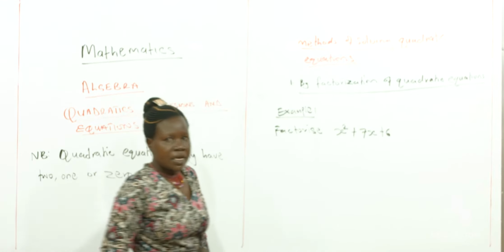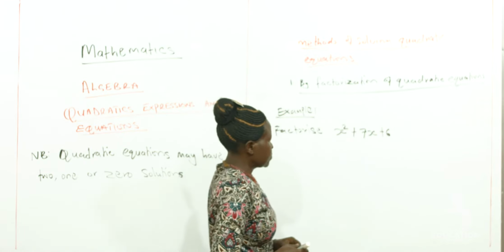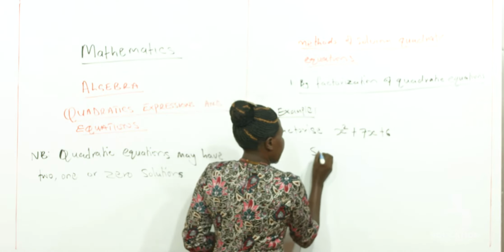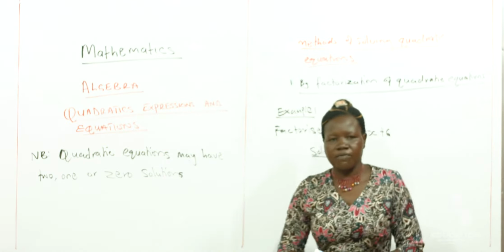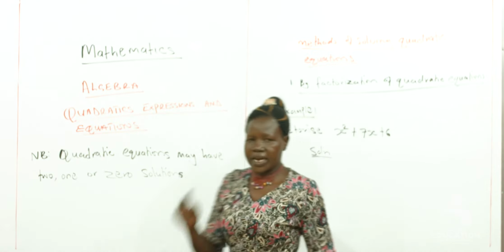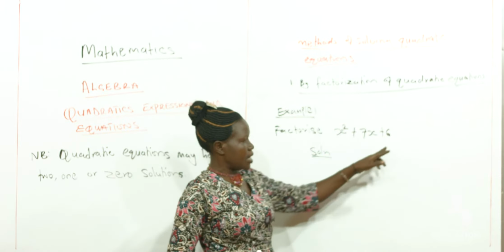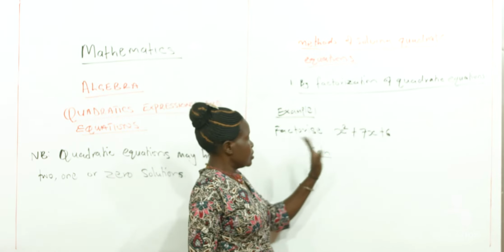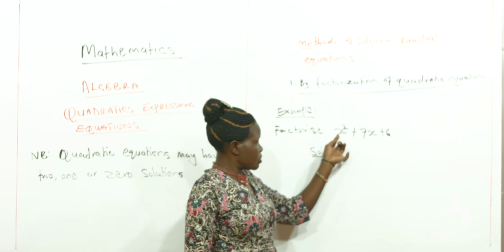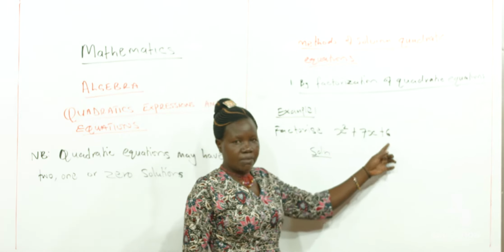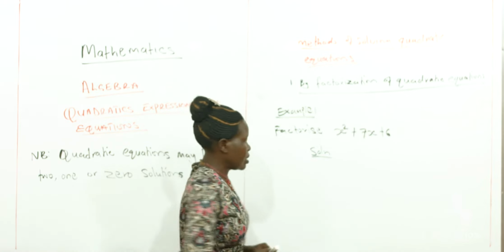So dear learners, if you are asked to factorize this, under factorization we have other methods that we can use. We can use what we call the trial and error method, which involves breaking the first term and the third term. And then you can also use what we call the quadratic method, where we multiply the first term times the third term, and then we get the factors of the product that you have got.